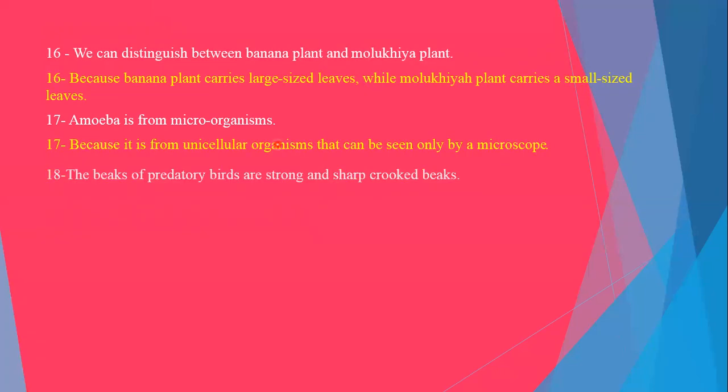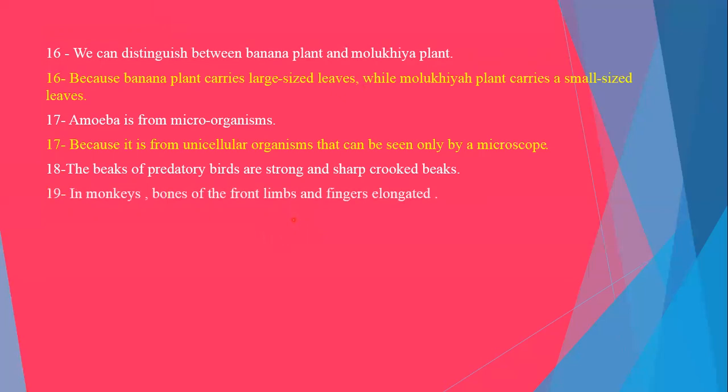Number 18. The beaks of predatory birds are strong and sharp, crooked beaks. خلي بالكم. Strong, sharp, and crooked. كل ده له سبب واحد. To enable them to tear the prey's flesh.